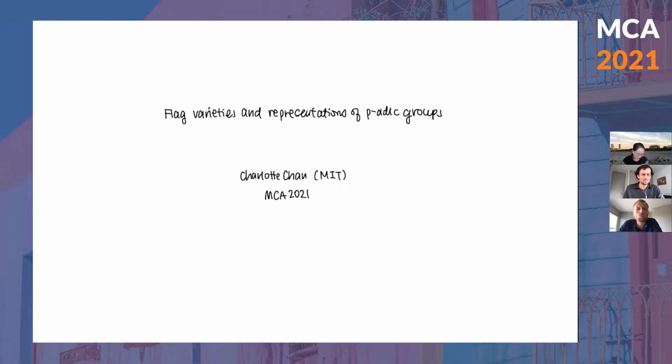Okay, so today I'd like to talk about the role of geometry in representation theory of p-adic groups and the relation of this picture to the Langlands program.